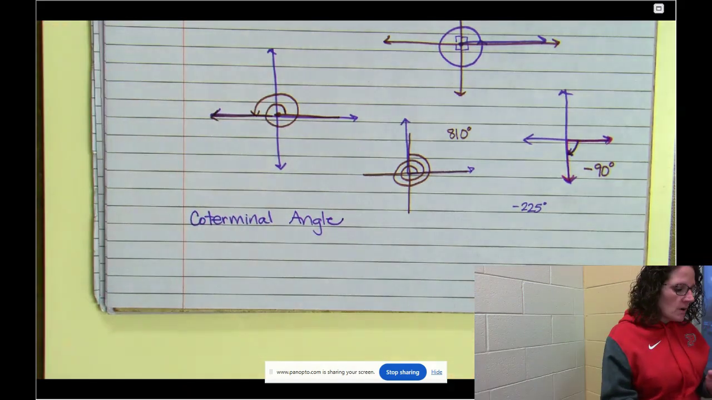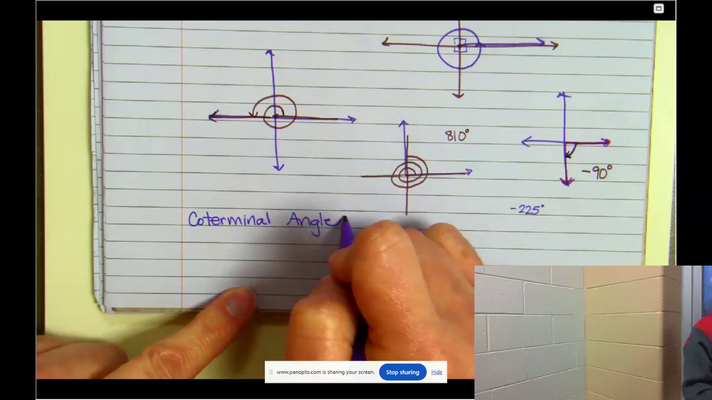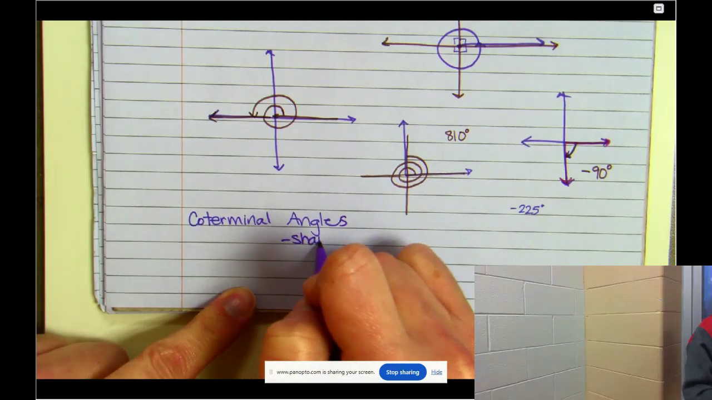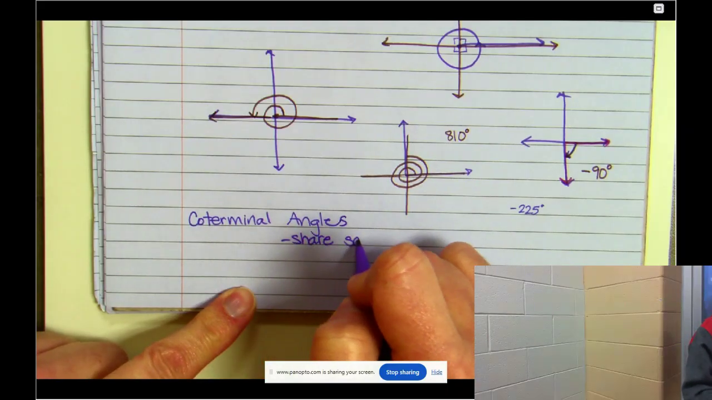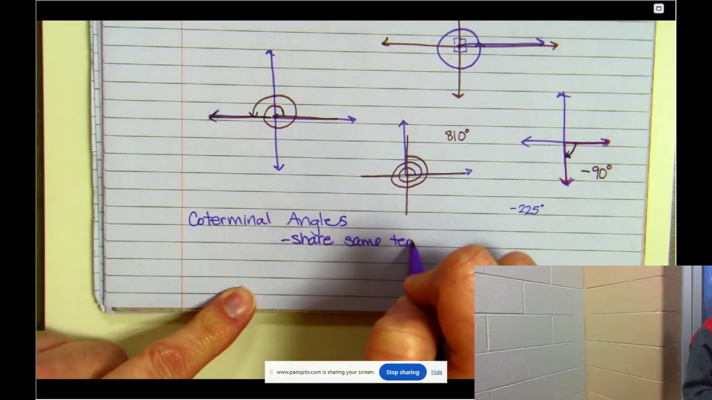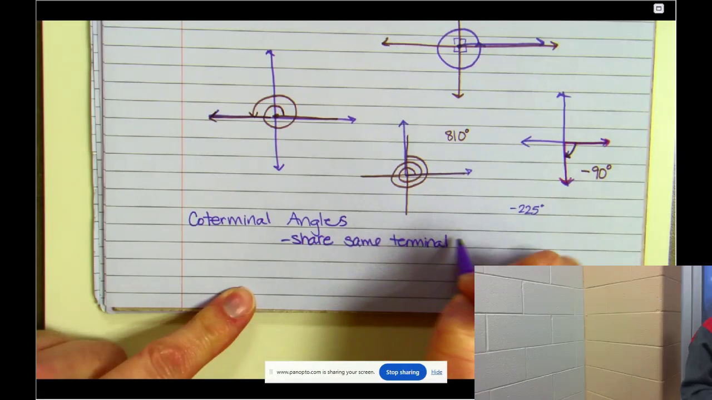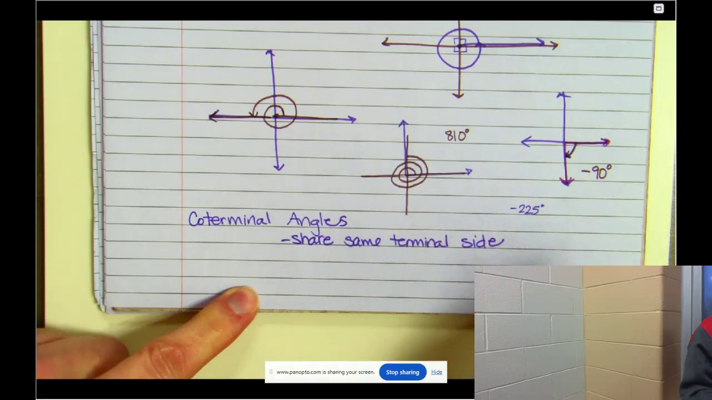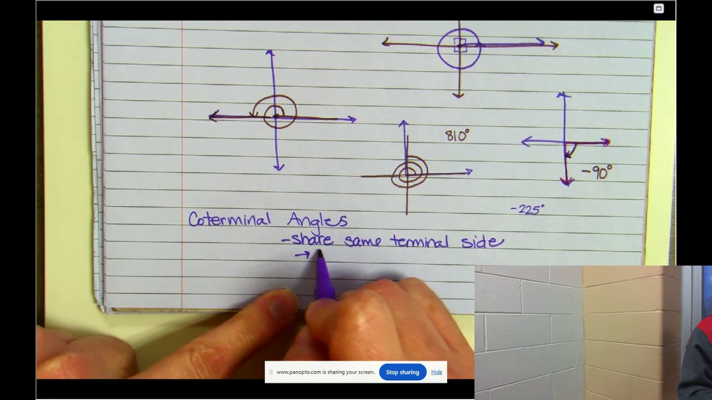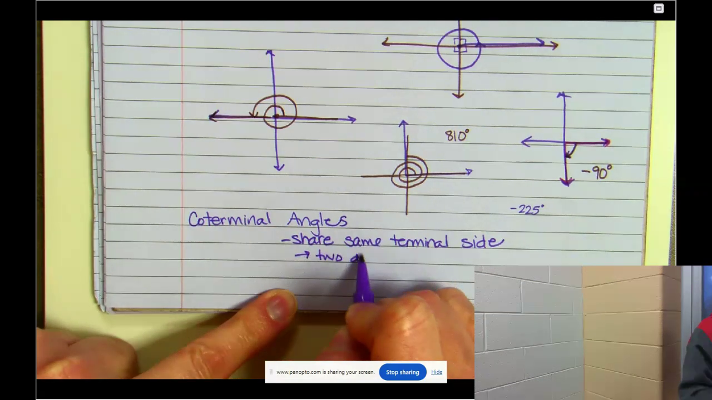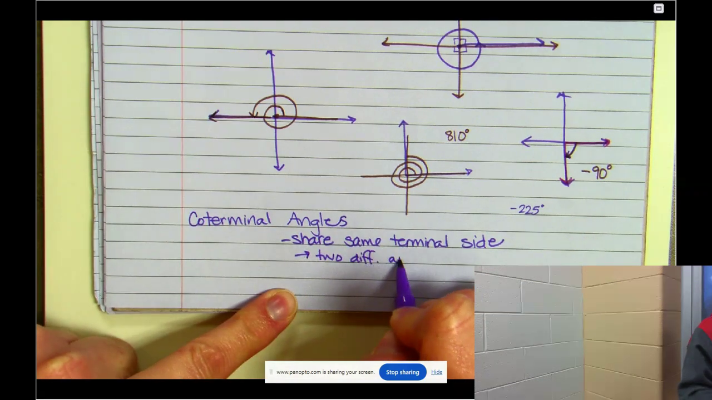So coterminal angles share the same terminal side. That's why it's called coterminal. But what that means is it's two different angles in the same position.